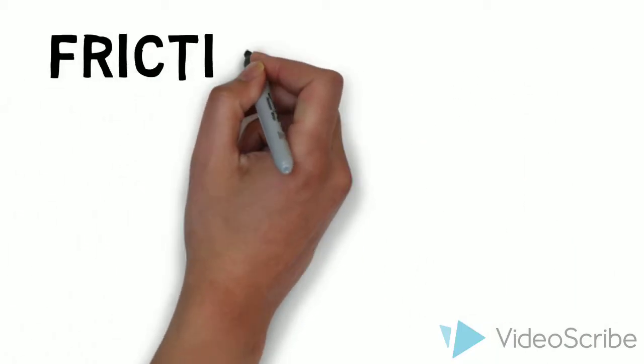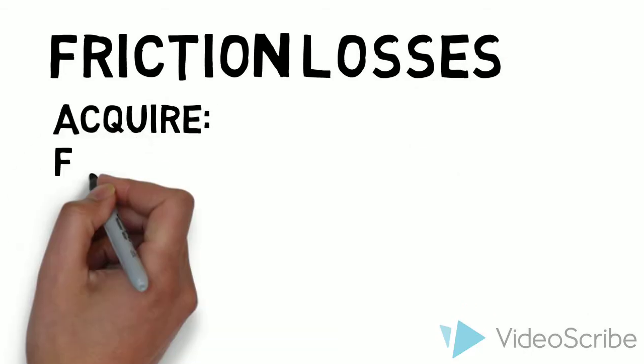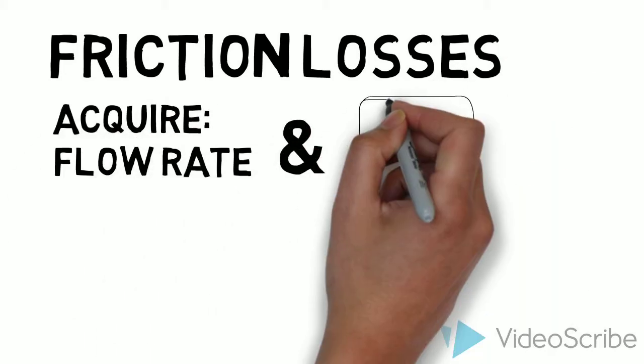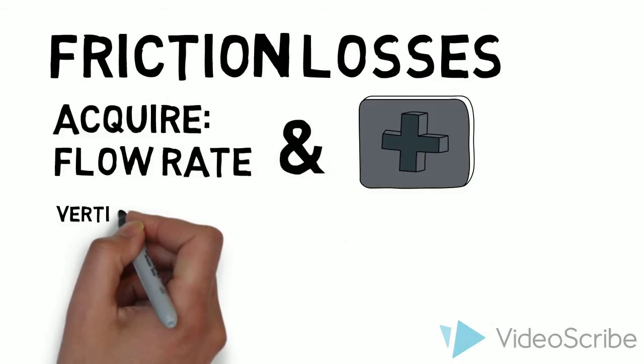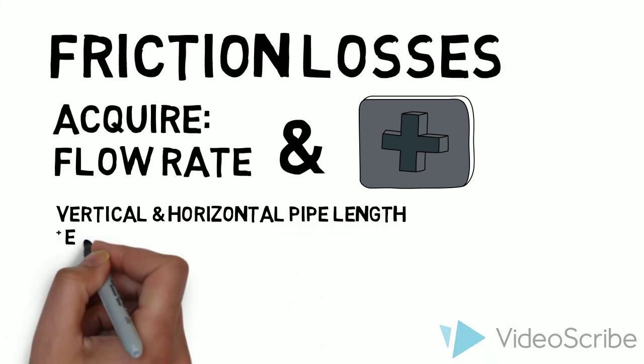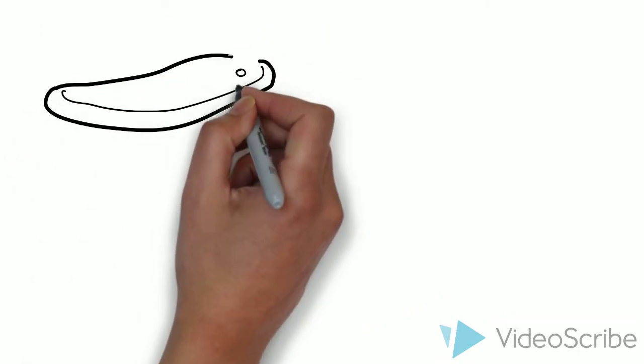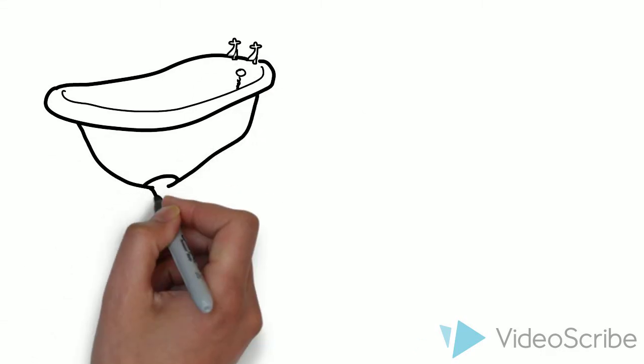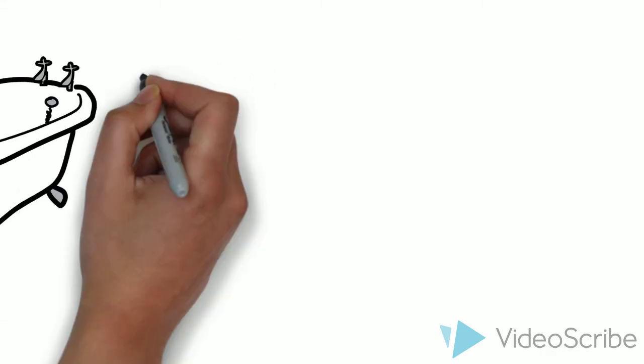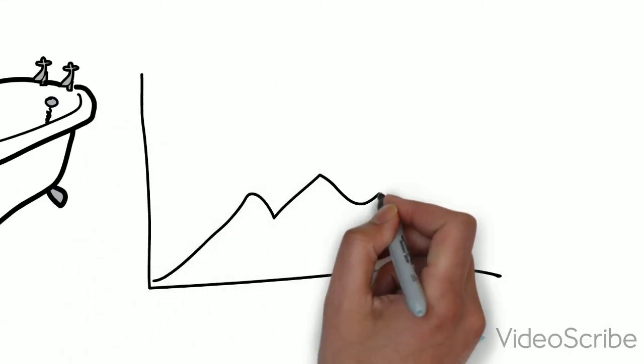To determine the friction losses, first acquire your flow rate in GPM. Once you know that, you can add the vertical and horizontal piping lengths of your system to the equivalent length of fittings in feet. Each type of fitting has an equivalent value measured in feet. Refer to your preferred manufacturer's friction loss charts for these values.